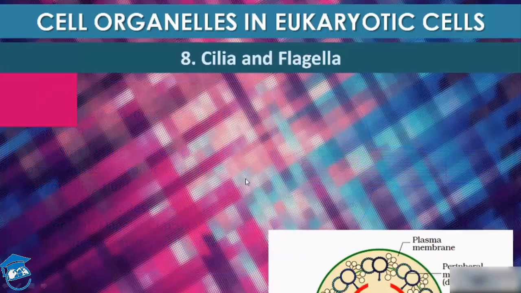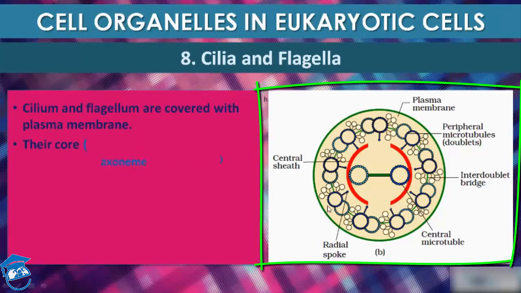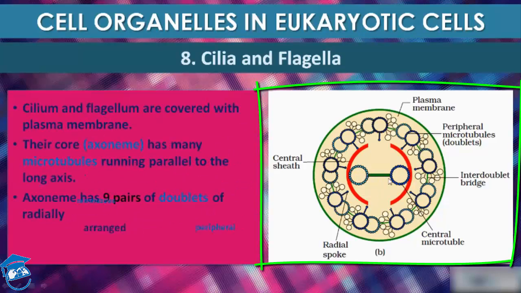Now see, this is the arrangement. This is the centrally located pair which is present inside. So this is your central microtubule. They are 2 in number, and these are 9 in number: 1, 2, 3, 4, 5, 6, 7, 8 and 9. So the 9+2 arrangement is seen in cilia and flagella.